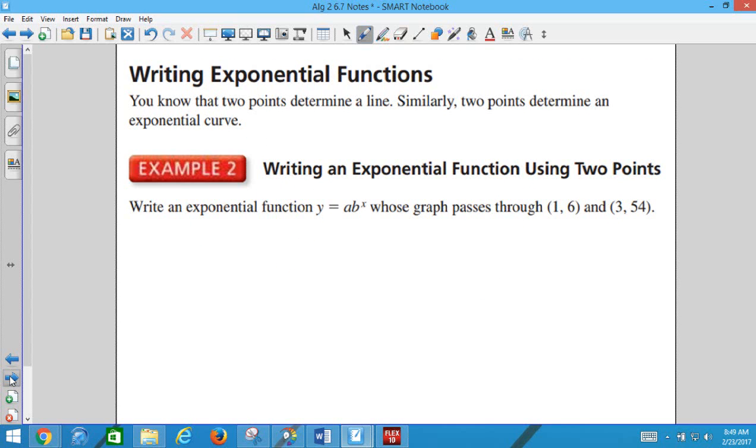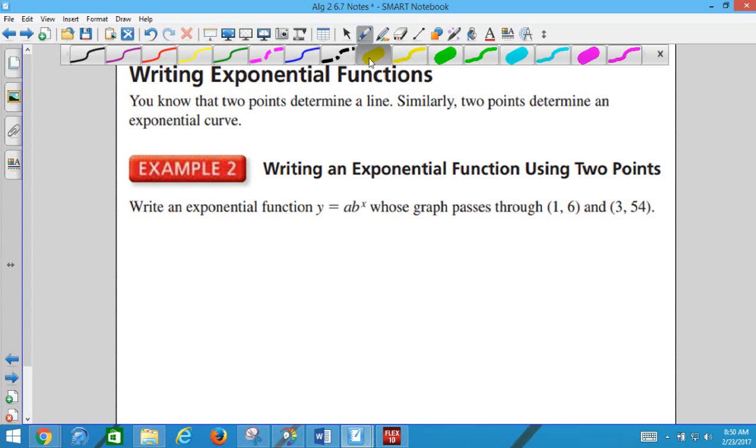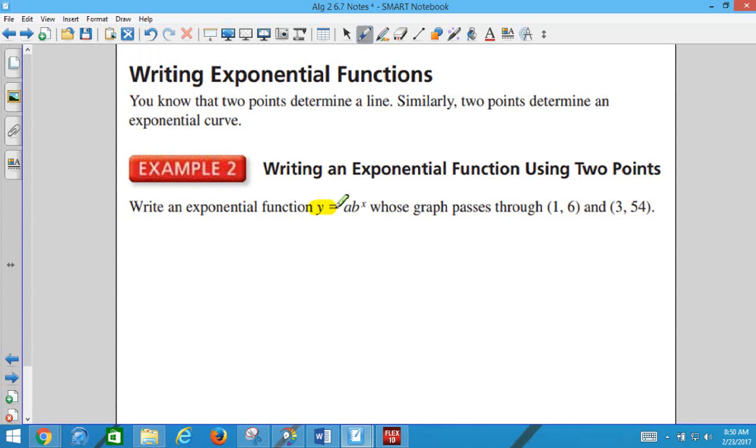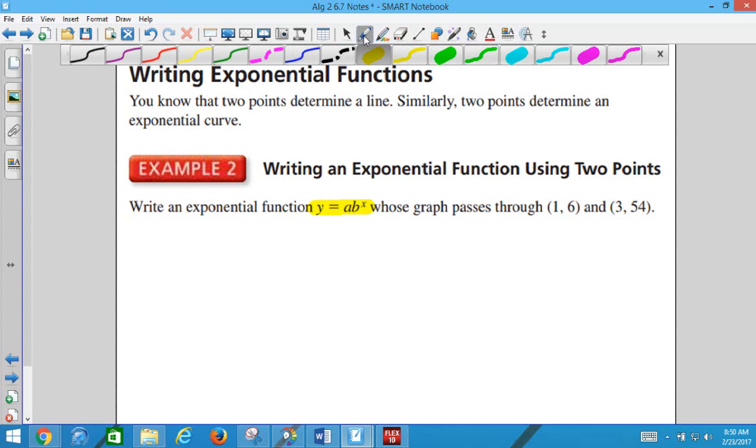The next part is we are going to take 2 points that we know are exponential and we're going to write the equation from 2 points. So the equation of an exponential function is y equals a times b to the x.